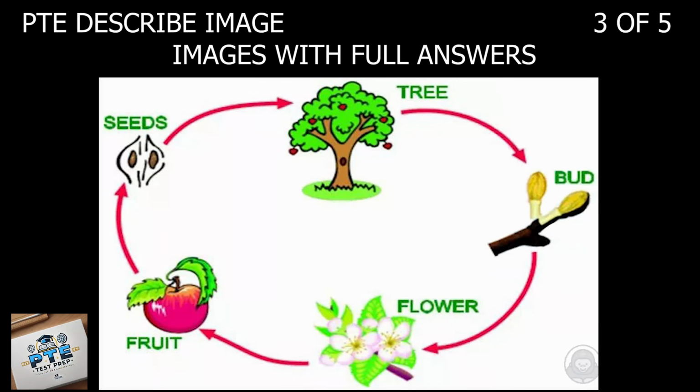After ripening, the fruits release seeds into the environment. These seeds again grow into new plants, continuing the natural cycle. In conclusion, the diagram clearly explains how plants grow, reproduce, and maintain their life cycle continuously.